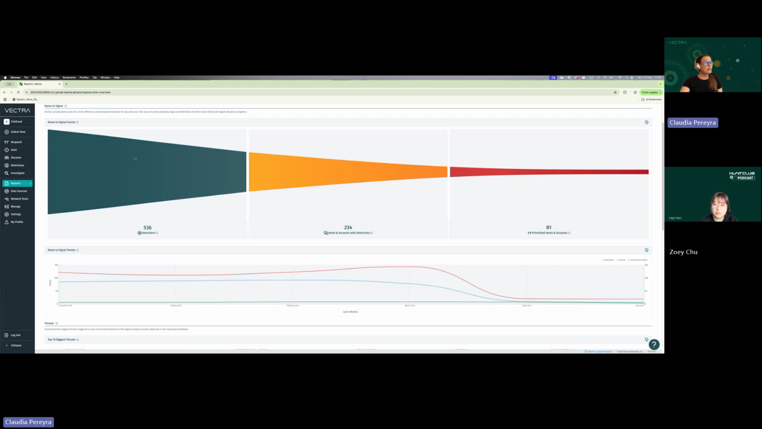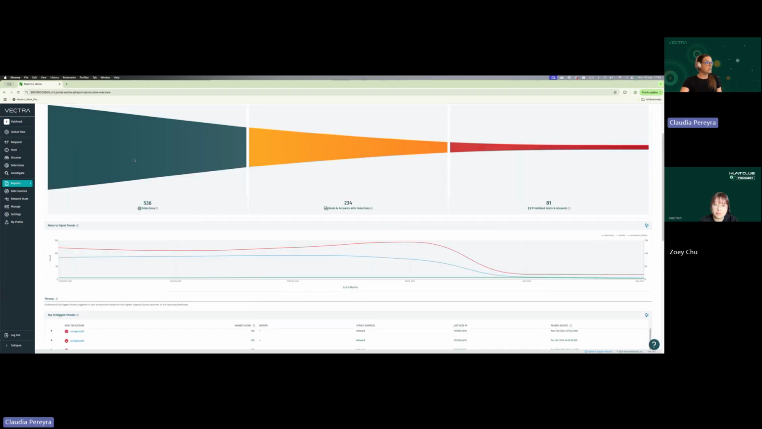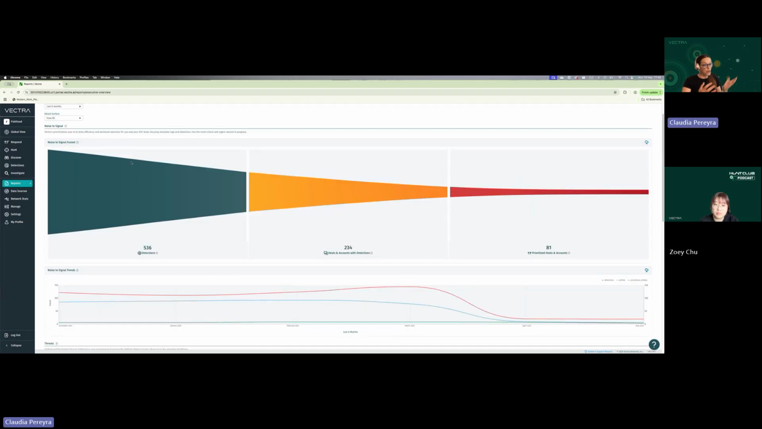The one that is right under that one is a trend visualization, and it's really for that same noise to signal data. So by hovering on any point, you can see how many detections, how many hosts and accounts were, let's say, correlated to talk about these attack progressions, and then how many of those were finally prioritized.